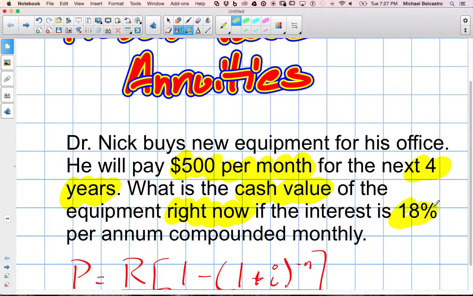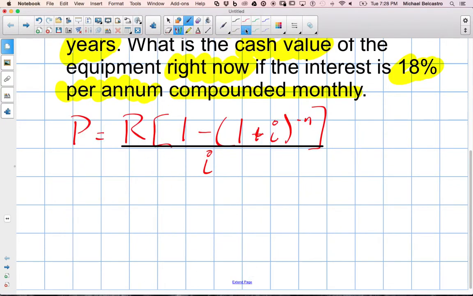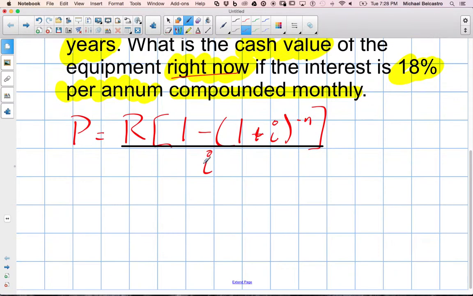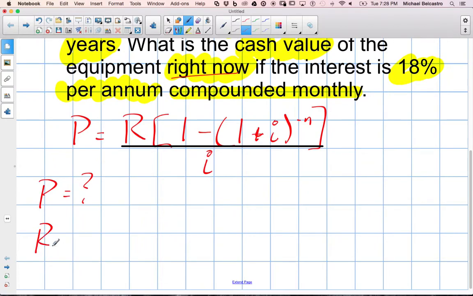And the interest rate is 18%, which is a ton, per annum and compounded monthly. So a lot of important information. We need to decide how we're going to piece it together in this formula. Because they want to know what the cash value is right now, they're looking for the present value, and that is our P in this question. In the loan, they're telling you to pay $500 a month, which is quite common. That's going to be the regular payments. Good, so we have our regular payments.